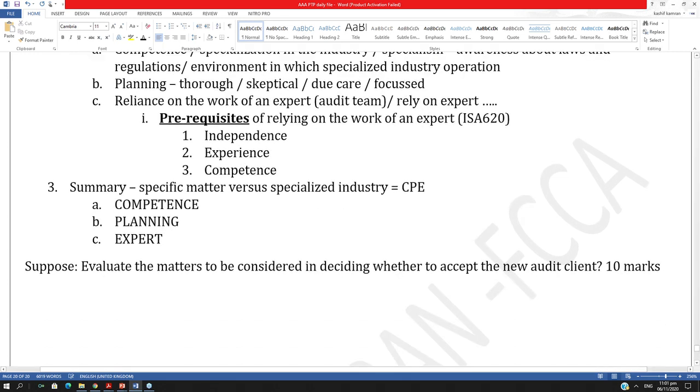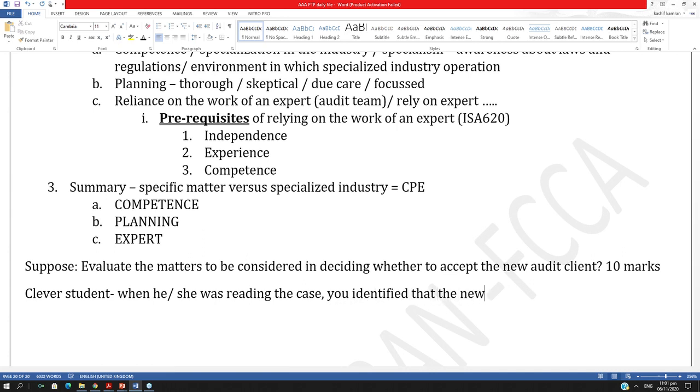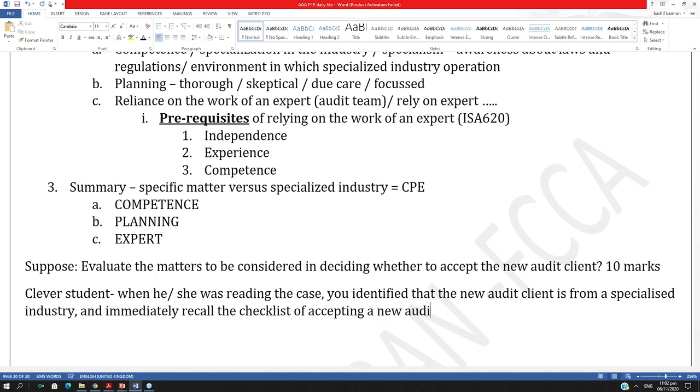And there is a clever student, right? The clever student, when he or she was reading the case, you identified that the new audit client is from a specialized industry. When you were reading the case, you realized that the new audit client is from a specialized industry, and immediately recall the checklist of accepting a new audit client covered before, plus you immediately recall the article Audit in a specialized industry, because you were a clever student.